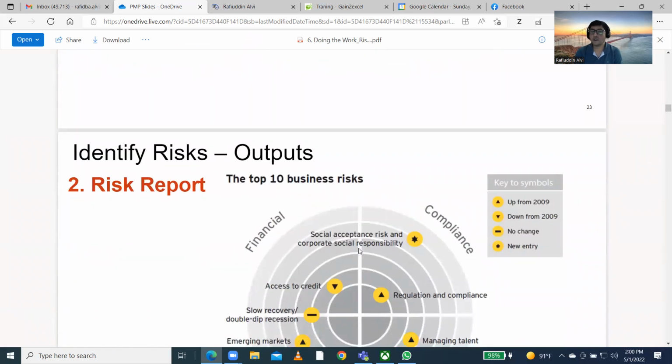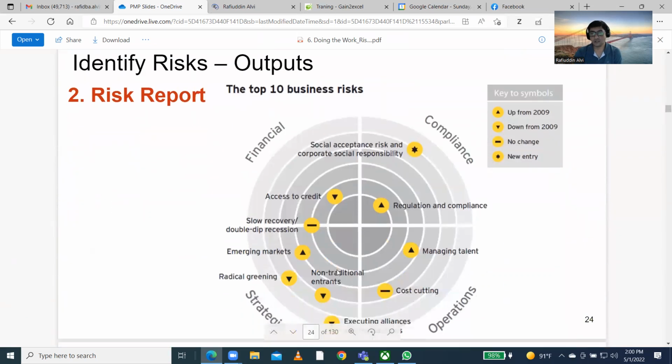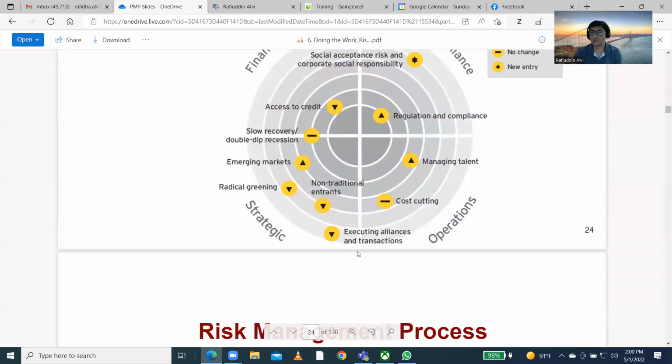The second output of identify risk is the risk report. Basically, you will prepare a report on what the financial aspect of the risk is, what the compliance aspect is, then the strategic aspect, and the operational aspect: if it occurs, what is the operational impact of the risk? So you actually prepare the report about it.